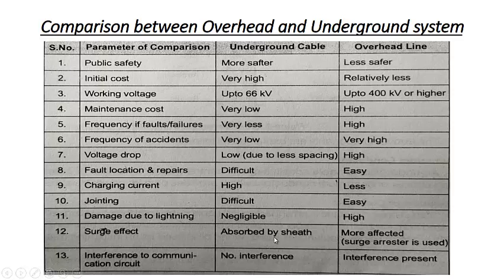Surge effect is absorbed by the sheath because the sheath is at earth potential. The overhead line is more affected, and for that case we use a surge arrestor. Interference with communication lines: there is no interference because of the sheath, which is at earth potential. It provides a path for the high frequency signals to the earth, which is not the case with the overhead line. So these are the different points of comparison of underground cable and overhead line.